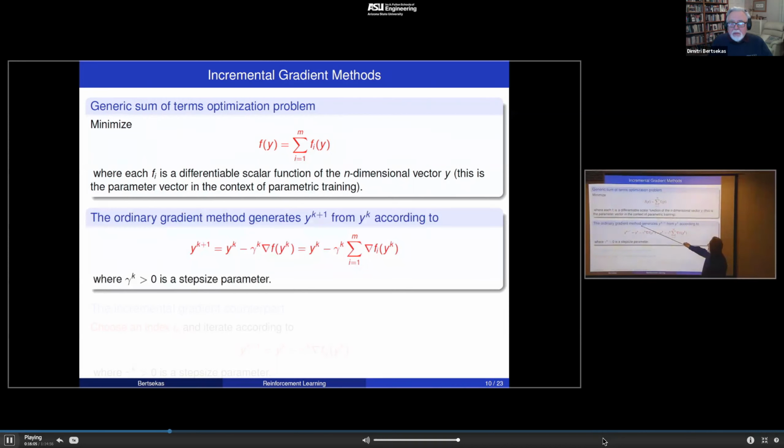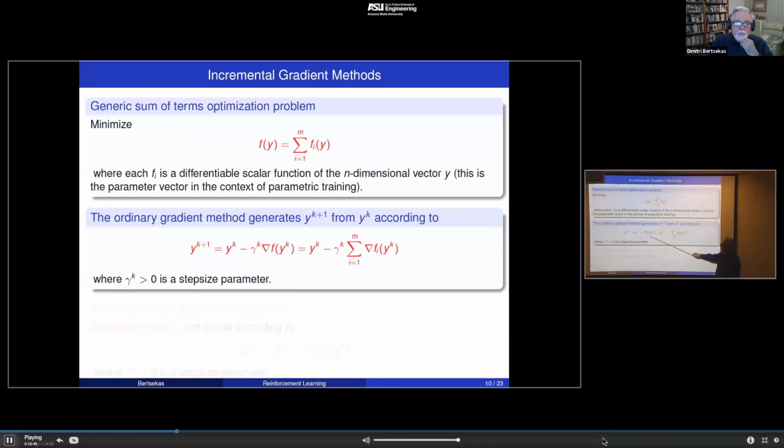So what is the ordinary gradient method for solving this problem? It is an iterative method. At the current iterate yk, it generates the next iterate by moving in the direction of the negative gradient. It calculates the gradient of this cost function at the current iterate and moves along the opposite of that with a step size gamma k. So this gamma is a scalar, this is a vector, and this is a scalar, and should be positive.